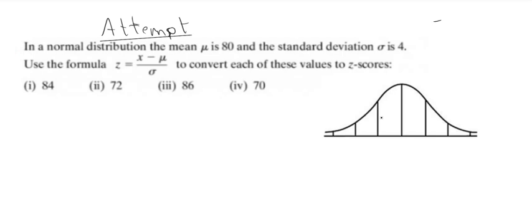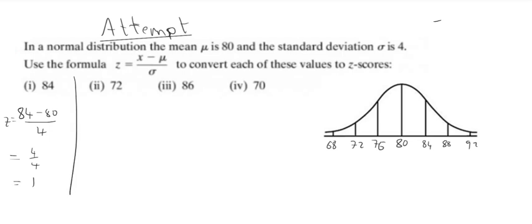Right, so for the z-score, it says that the mean here is 80, so we'll stick an 80 in here, and then we're going up by 4 each time, because the standard deviation is 4, so 84, 88, and 92, and then 76, 72, and 68. So the z-score for the first one would be z equals 84 minus the mean, which is 80, over the standard deviation, which is 4. So that will just be 4 over 4, which is 1. So the z-score there is 1.